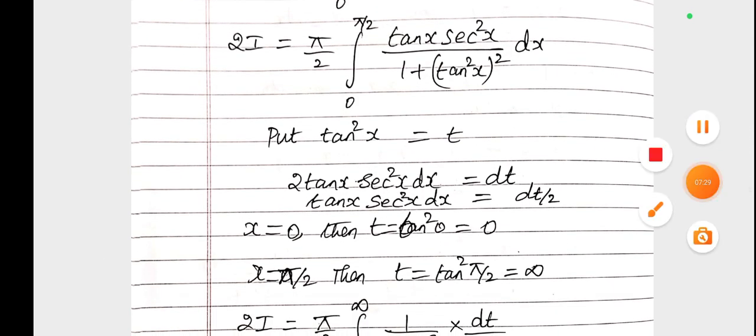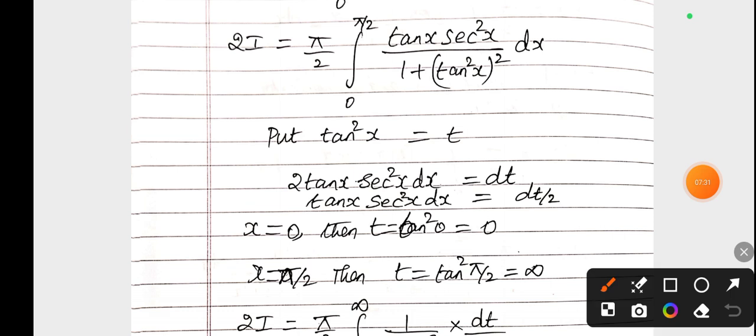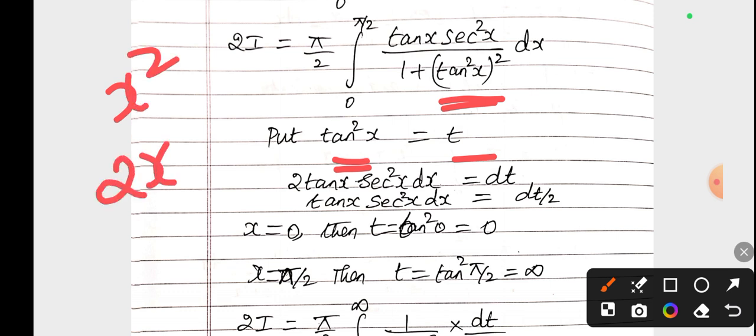Then we can go for the substitution method. We have taken tan square x as t, children. So tan square x differentiation: you know x square differentiation is 2x, like tan square x differentiation is 2 tan x. Then tan x differentiation is secant square x. Then t differentiation, dt by dx; the division goes as multiplication. Simpler. Chain rule we applied, tan x the whole square.